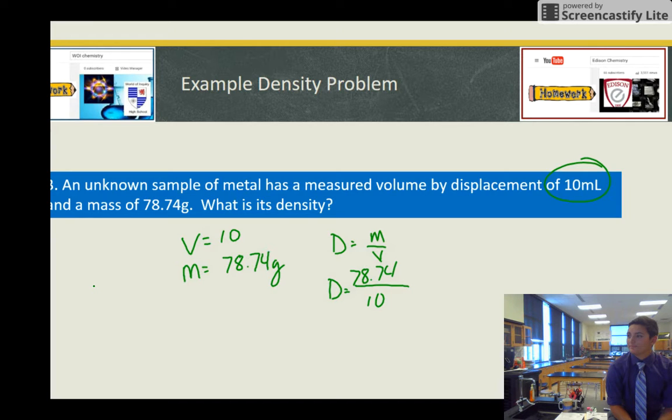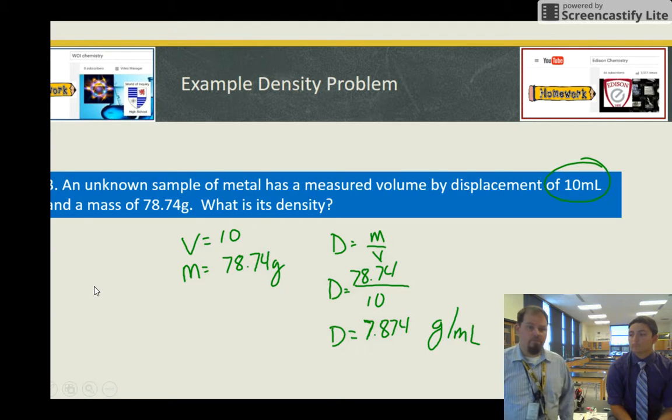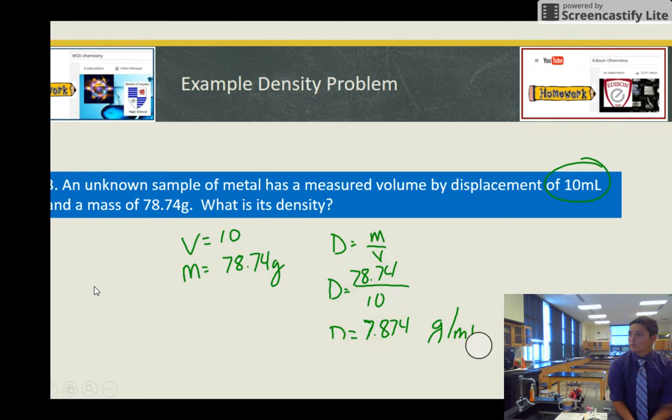If you divide by 10 and move the decimal over one place, the density is going to be 7.874. And this is grams per milliliter. And 1 milliliter, by the way, equals 1 cubic centimeter. So those two units are one and the same. All right, so 7.874. Okay, good. I'm going to erase this before we see the next one.